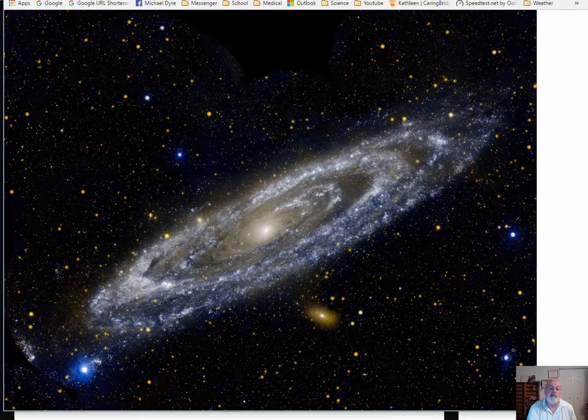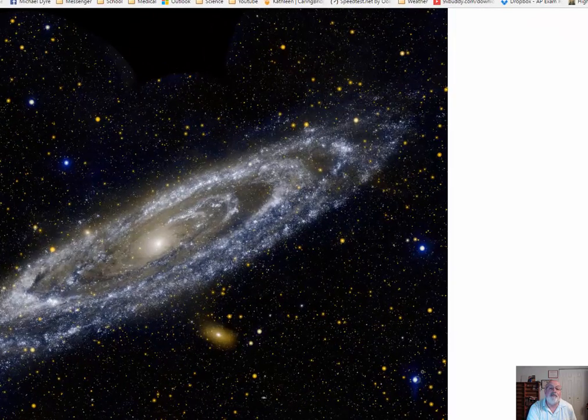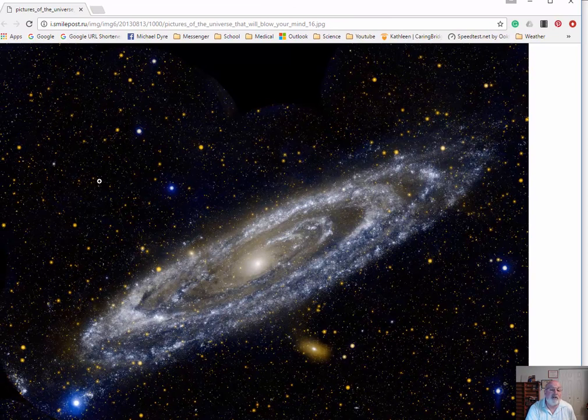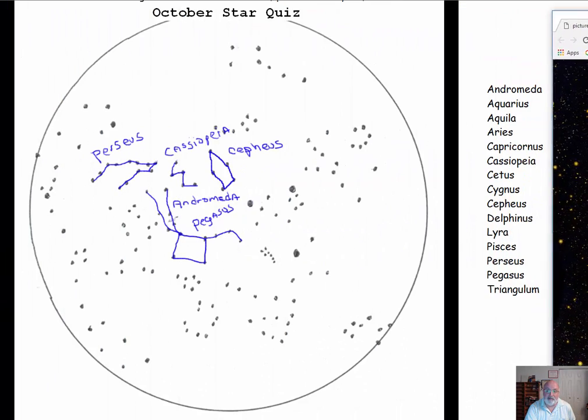2.4 million light years away. All the other things you see in here are stars that belong to the Milky Way galaxy. These are galaxies that are even farther away, and we'll talk about this much later. But that is the Andromeda Galaxy.